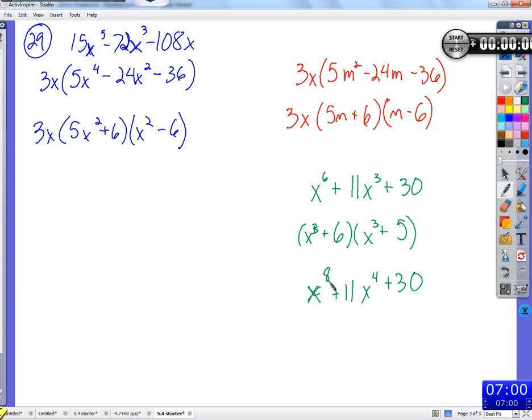Well, this power needs to be twice this power. Twice as big, double. So it could be 32 and 16. That would be quadratic form. So this would be x to the fourth plus 6 times x to the fourth plus 5. And if we multiply it out, we would get that guy right there.